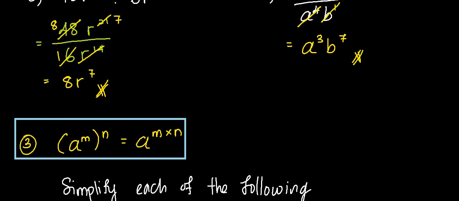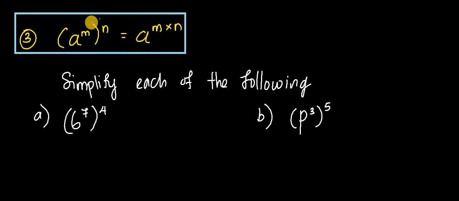Now the third rule is on brackets, which we call multiplication. A bracket also means multiply. So if let's say I have a power m bracket n, that means the powers I'm going to multiply them. So let's look at this question. Simplify each of the following. 6 power 7 bracket 4.